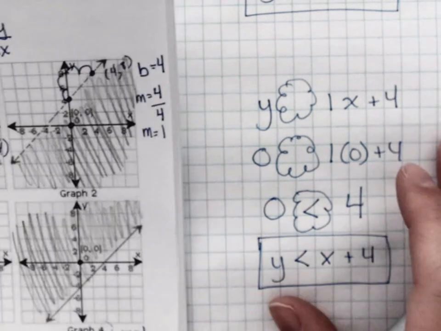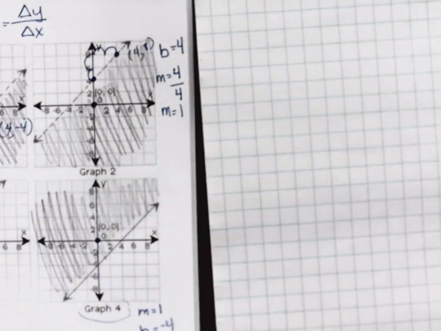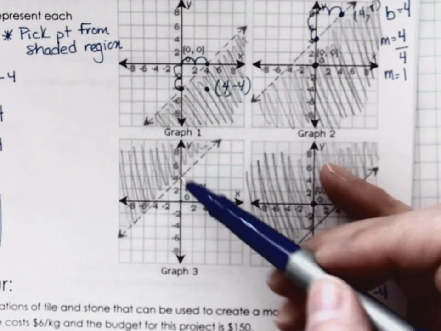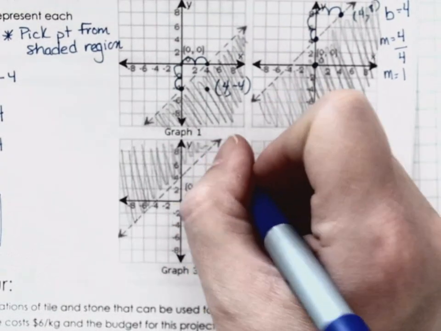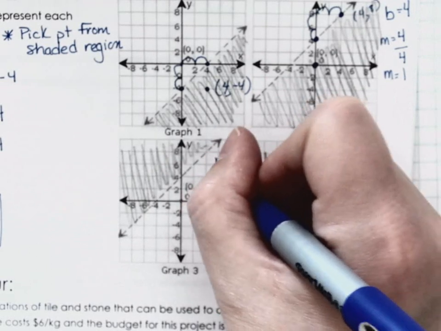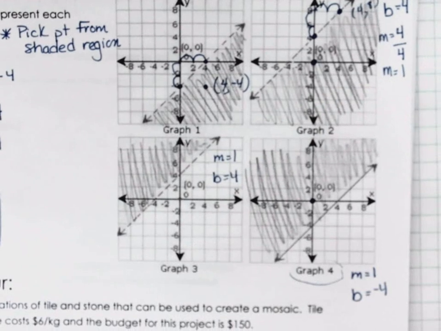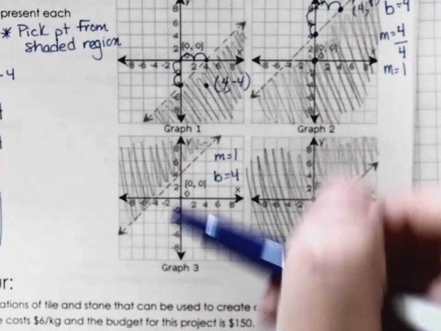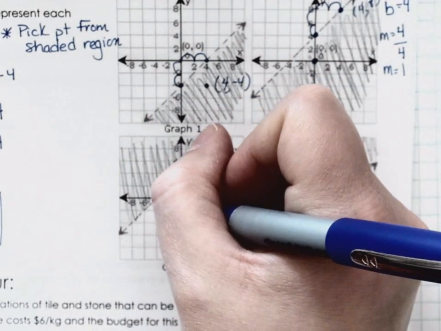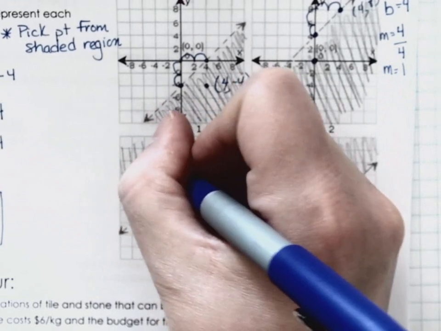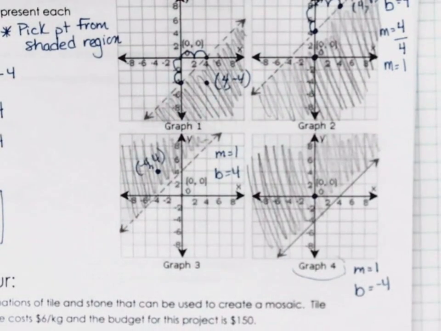Okay, and last one is graph 1. Oops, I'm running out of room. Graph 1. If you notice, graph 2 and graph 1 are the exact same line. So I know the slope here is 1. I know that the y-intercept is a positive 4. So we're going to pick a point from the shaded region. 0, 0 doesn't work anymore, so I've got to pick something in here. I'm going to go 4, 4. Oh, sorry, negative 4, positive 4. And it always has to be in the shaded region.